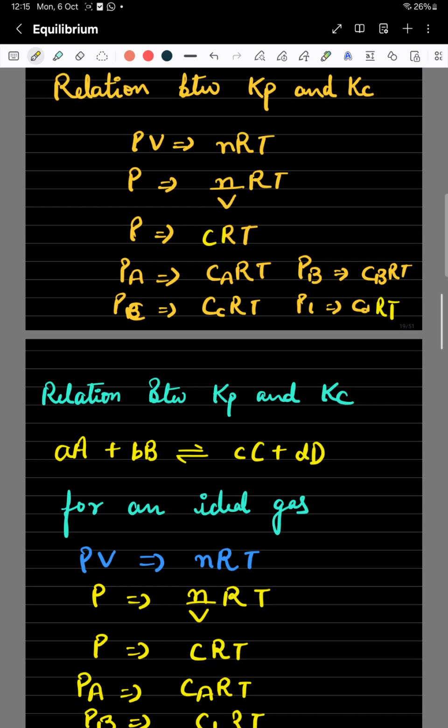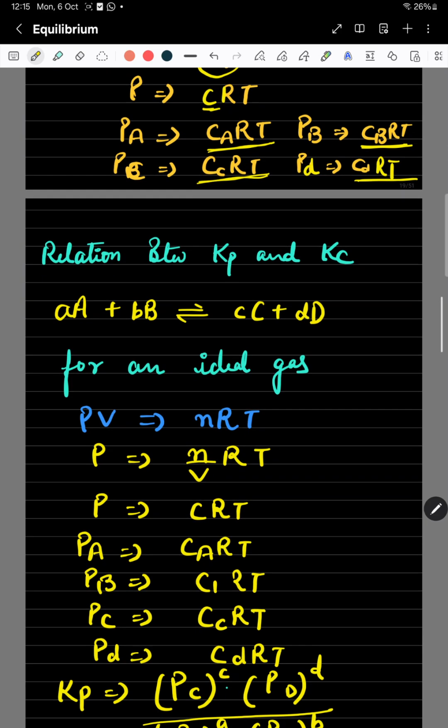P equals to nRT, you know. P equals to n upon V RT. n upon V would express your concentration C. Now partial pressure of A would be equal to CART. Partial pressure for C would be equal to CCRT, partial pressure for B, CBRT, partial pressure for D, this would become CDRT.